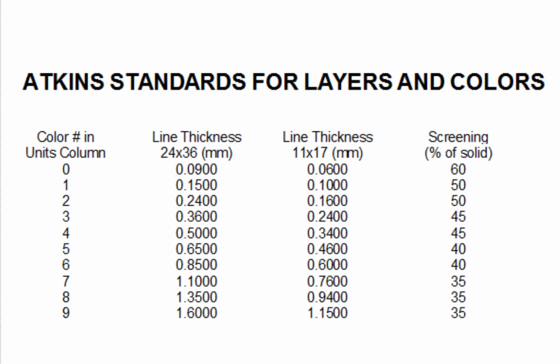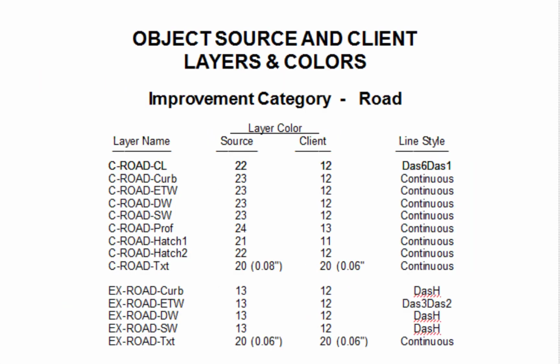The percent of solid when using the screening option depends on the thickness of a line. The suggested screening value percent of solid for various line width are shown. A list of the recommended source and client drawing layer names and their associated color and line types for Civil 3D General Category C and EX for road improvements are shown.